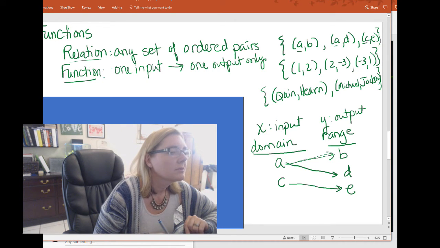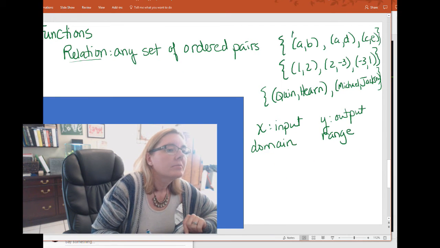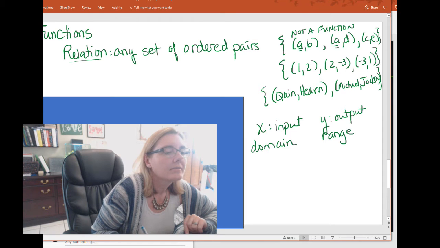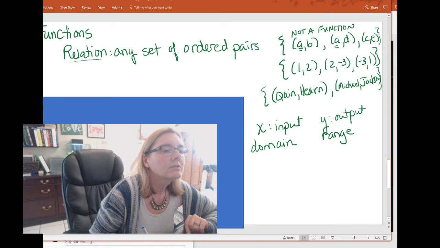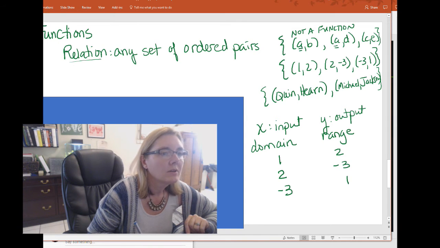Let's look at the next one. So we said that that one is not a function. Let me put up here, not a function, and it was because of the A. All right, let's look at the next one. 1, 2, 2, negative 3, negative 3, 1. All right, so we have a domain that includes 1, 2, and negative 3. And we have a range that includes 2, negative 3, and 1.